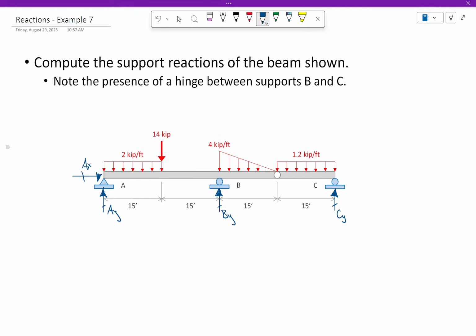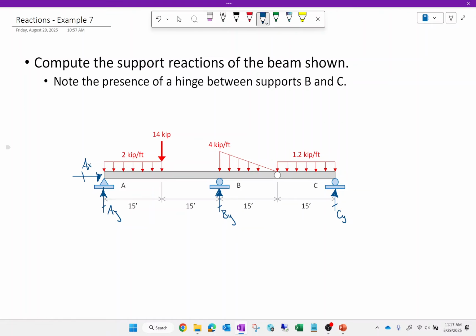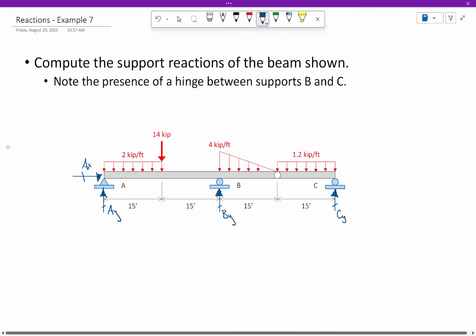But without a discussion about hinges, this problem would be a little bit on the challenging side, hence why we're talking about it. Okay. For now, I'm going to ignore all this hinge stuff, and I'm just going to try and do the problem the way I've been doing problems this whole time, okay? And let's just see what happens.